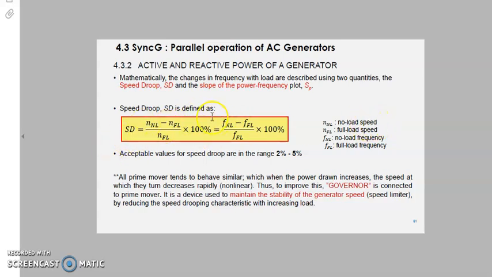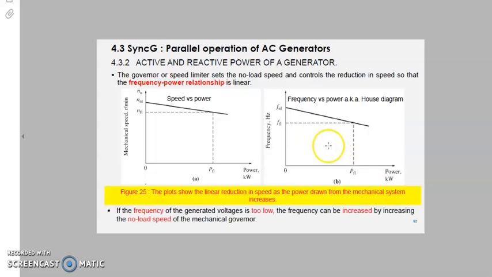So for the speed drop, you have to take note of how to calculate it from the system. This is the graph of the speed drop in terms of your speed. You increase your power from 0 to full load, and your speed will drop. If you measure in terms of frequency, you will see that the frequency, in terms of rotations per minute, will also drop.